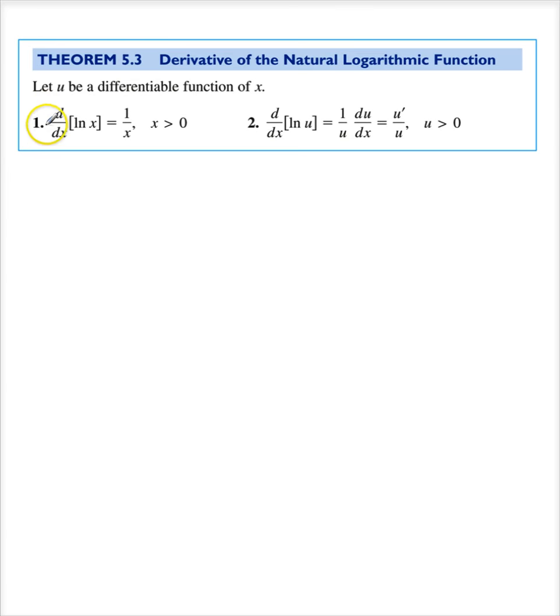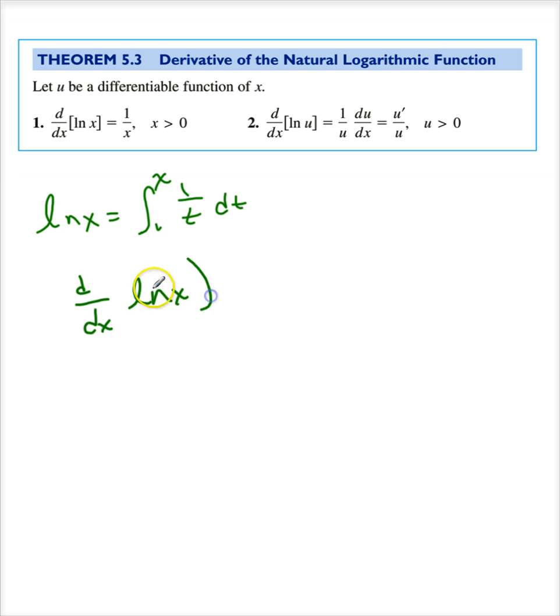Now let's look at the derivative of a natural log. The derivative with respect to x of log of x is 1 over x. Now, you remember the log of x is defined to be the integral from 1 to x of 1 over t dt. So using the second fundamental theorem of calculus, if I take the derivative of this, then I get 1 over x.